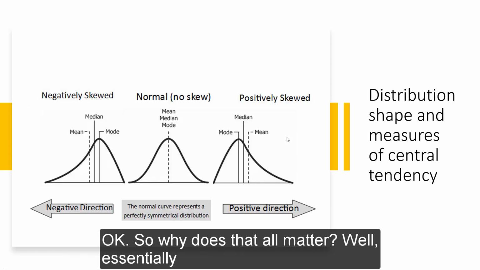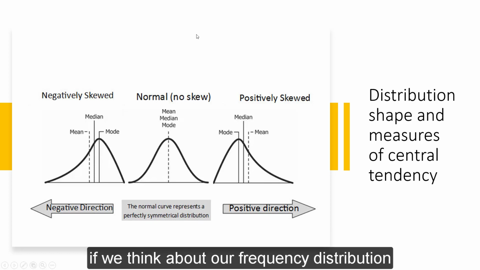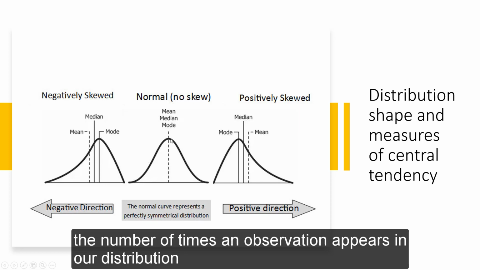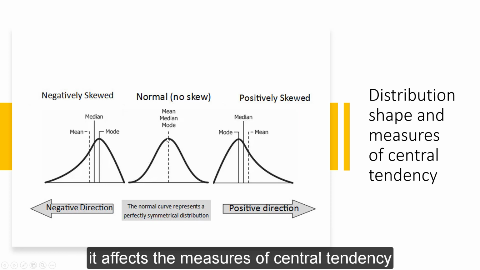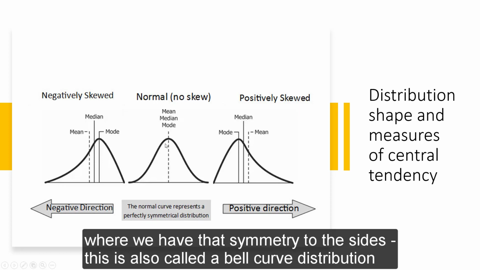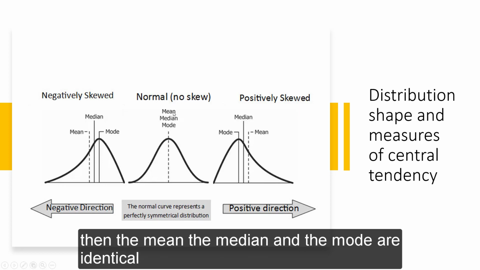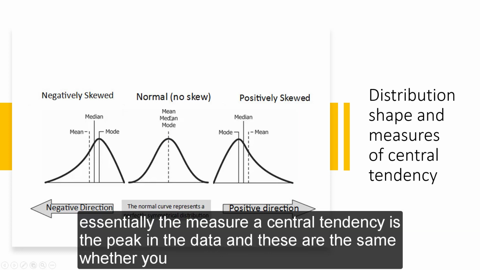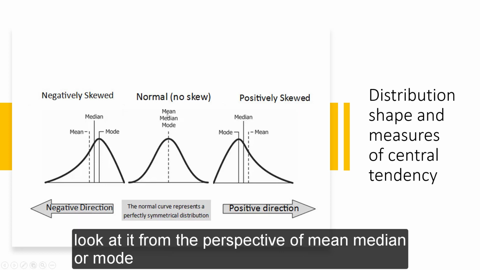Okay, so why does that all matter? Well, essentially, if we think about our frequency distribution, the number of times an observation appears in our distribution, it affects the measures of central tendency. So if we have something called the normal distribution, where we have that symmetry, the sides, this is also called a bell curve distribution, then the mean, the median and the mode are identical. Essentially, the measure of central tendency is the peak in the data, and these are the same whether you look at it from the perspective of median or mode.